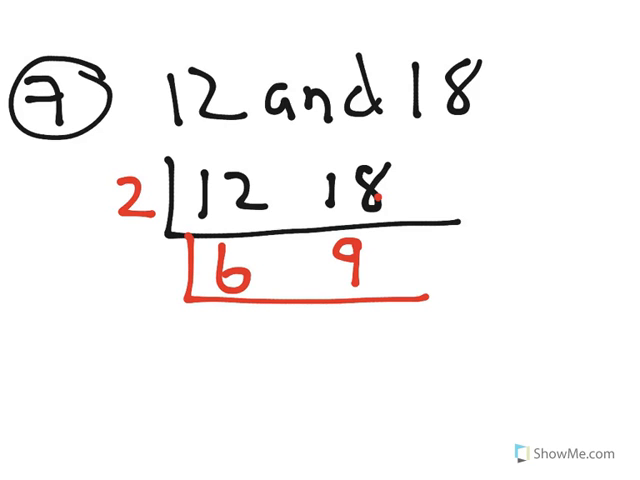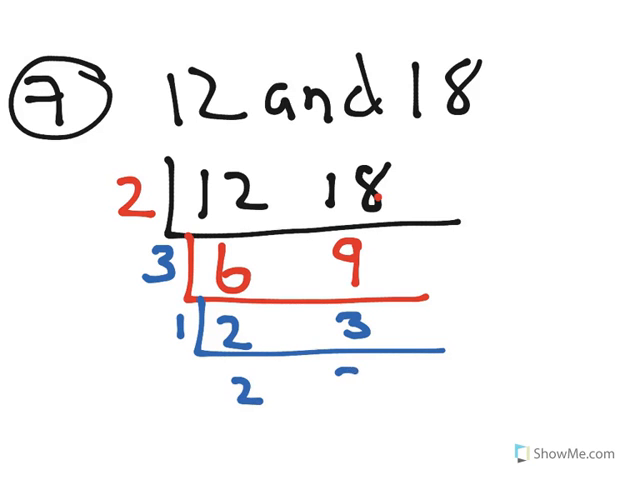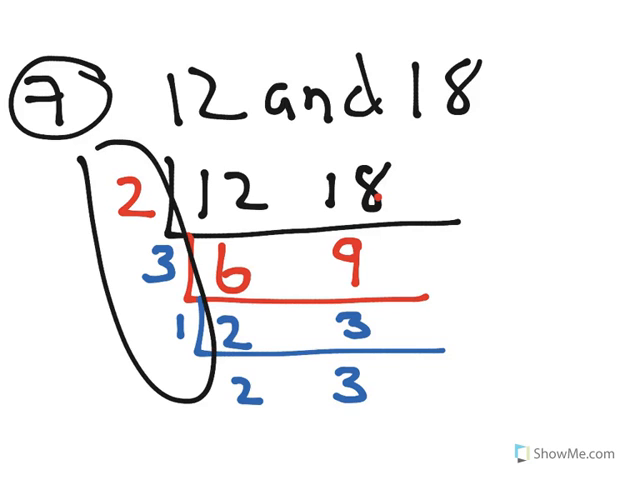I want to find out what's going to go into 6 and 9. Well, they're both not even, so I can't use 2, but 3 goes into 6 and 3 goes into 9. 3 goes into 6 2 times. 3 goes into 9 3 times. And the only thing that's going to go into 2 and 3 is 1, so I am done. So remember, GCF is to the left. I'm going to multiply those. So I'm going to multiply 2 times 3 times 1, which is 6. So the greatest common factor of 12 and 18 is 6.